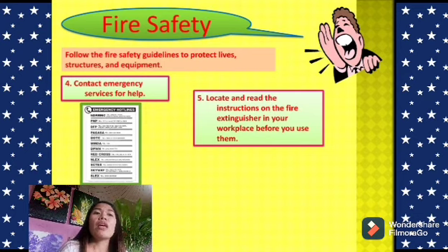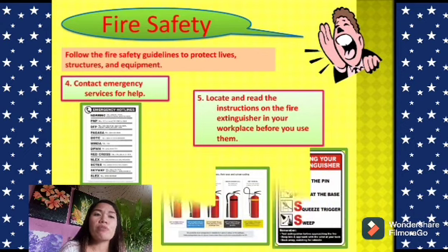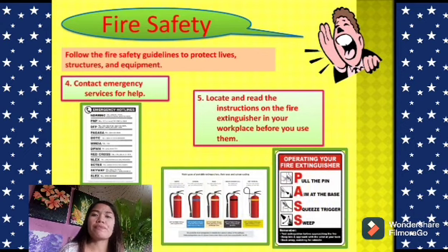Another thing is locate and read the instructions of the fire extinguisher in your workplace before you use them. Why? Don't use it automatically, of course, because there are various types of fire extinguisher. So you must read the labels and instructions carefully.